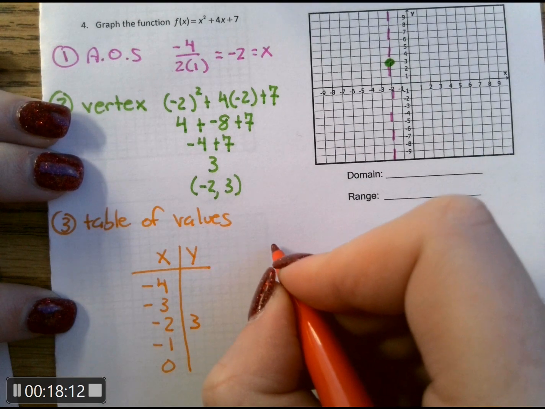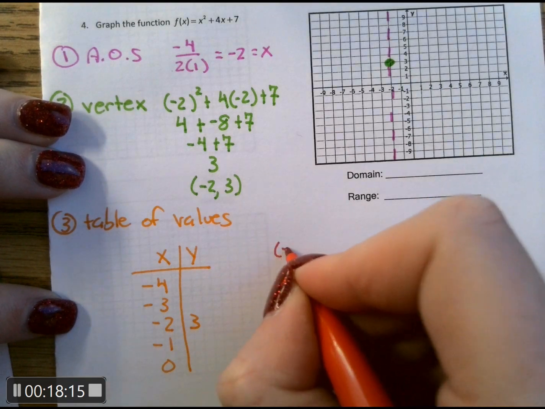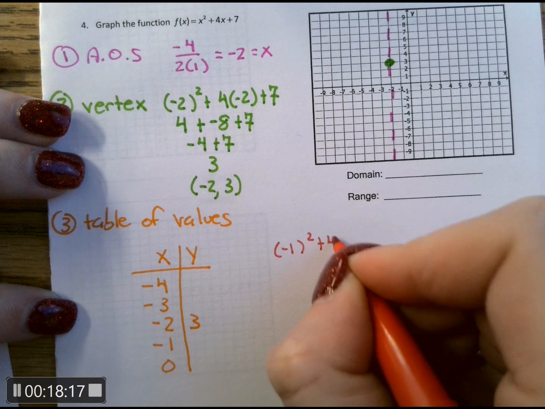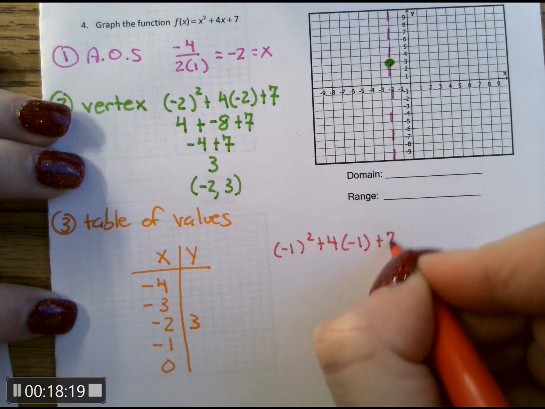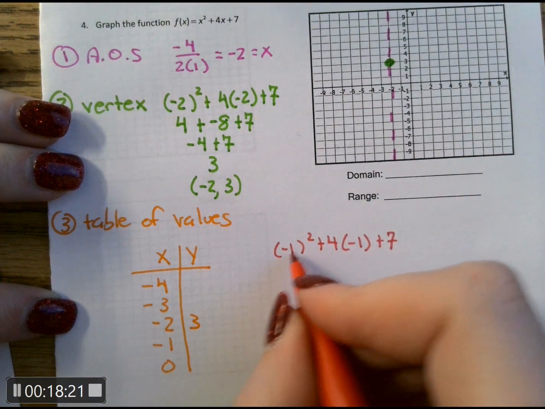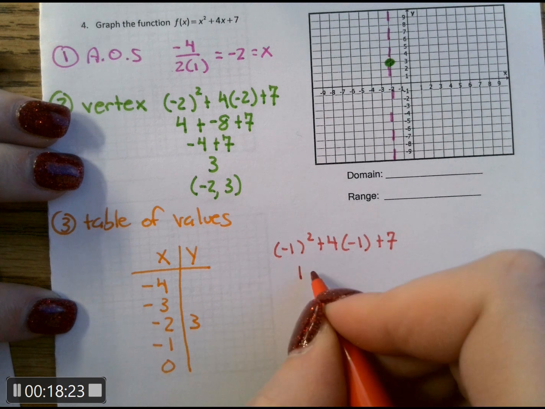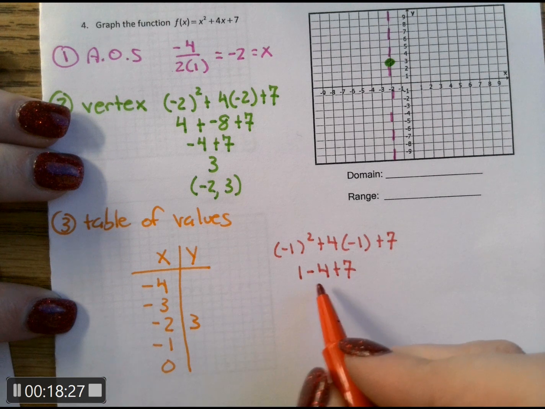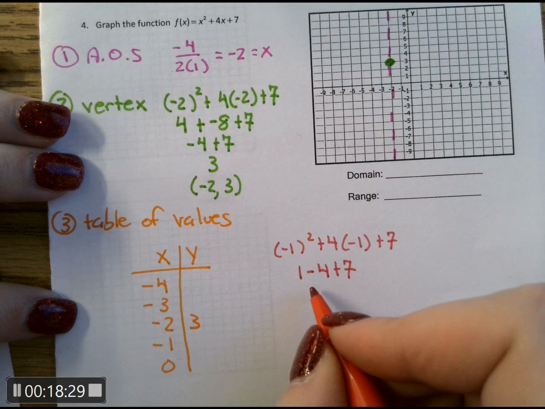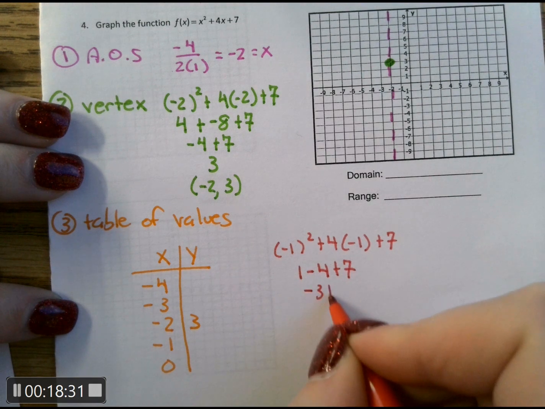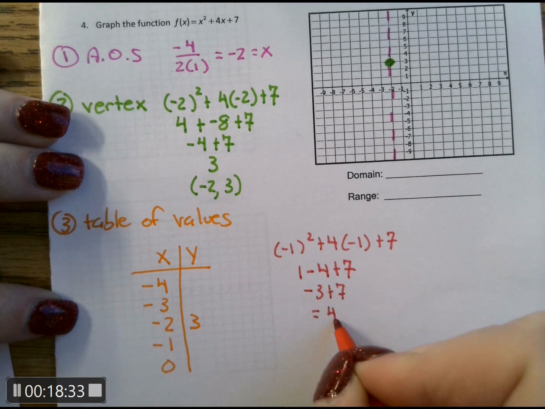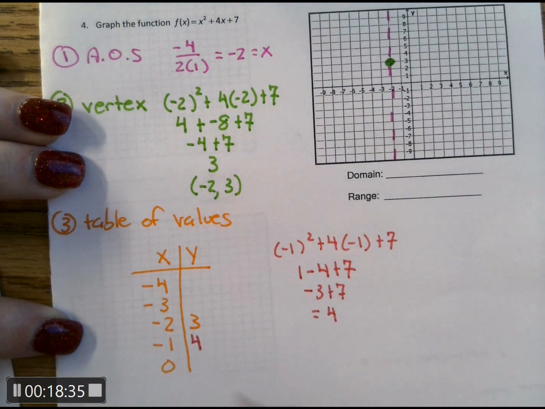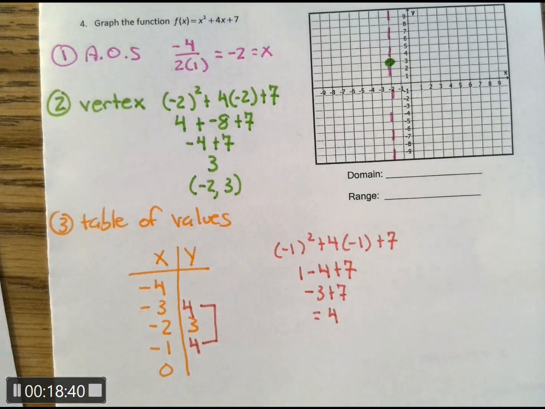So we have -1 squared plus 4 times -1 plus 7. -1 squared leaves us with 1 minus 4 plus 7. 1 minus 4 gives us -3 plus 7, which equals 4. Which means that at -3 it should also be 4.